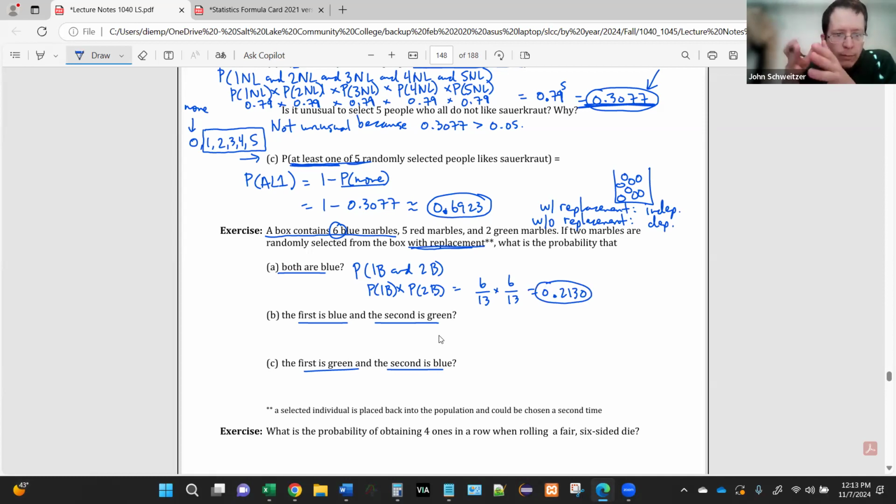Okay, and we could verify this empirically. We just bring in a box with the right number of marbles, and we could all simulate this, right? And we would see that that is the correct probability. Okay. Did anybody get part B? What's the probability that the first is blue and the second is green? Did anybody get that far? Did I give you enough time?